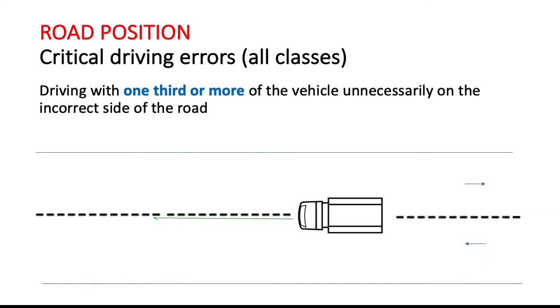Critical driving error, driving with 1/3 or more of the vehicle unnecessarily on the incorrect side of the road. So we can see our driver is driving in a position in which more than 1/3 of the vehicle is unnecessarily on the incorrect side of the road.